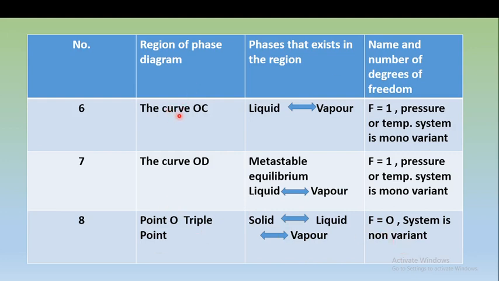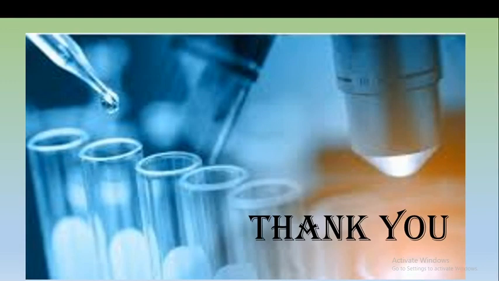So remember the three points: along the areas the system is bivariant, along the curves the system is monovariant, and at the triple point the system is non-variant. Bivariant means pressure and temperature must be specified. Monovariant means pressure or temperature must be specified, and non-variant means none of the conditions is required, either pressure or temperature. So, in the next lecture, we will study the next system, that is carbon dioxide.